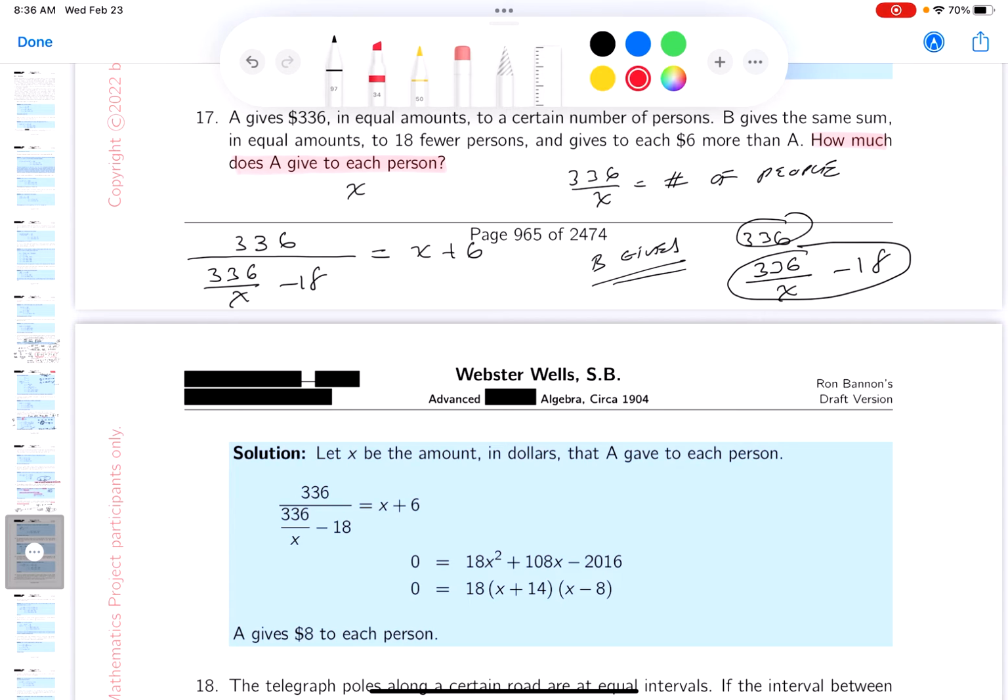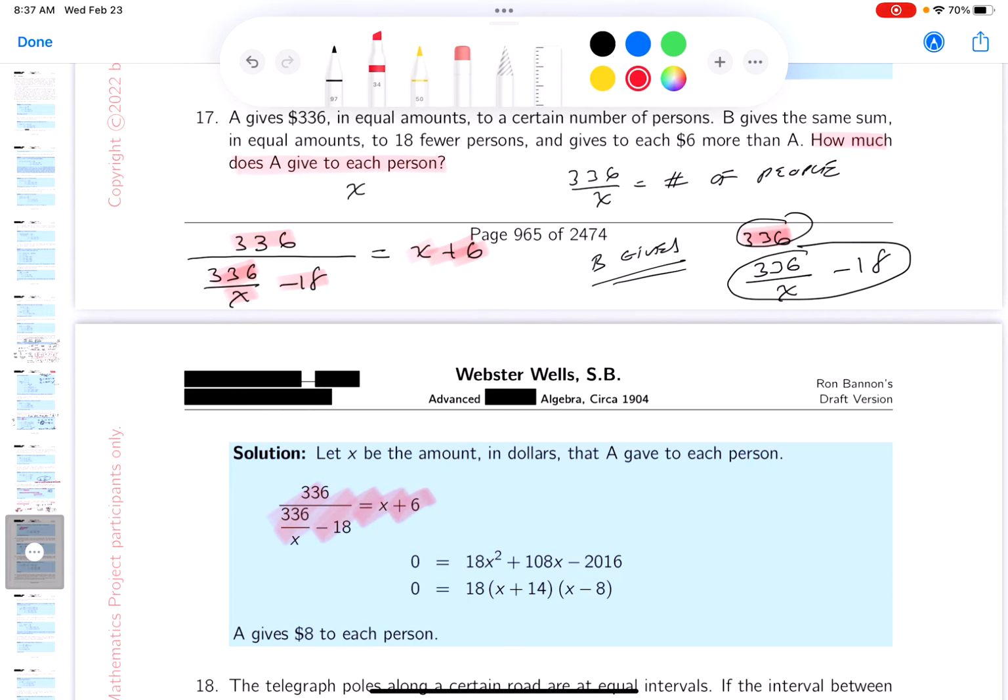Let me just make sure you understand what I just read over there. What did we do? We read that. This is the amount that A gives to each person. X plus 6 is $6 more than that, and that's what B gave per person. B gave the same amount of money to 18 fewer people. How many people are there? 336 over X, 18 fewer people. Now, of course, I'm left with an equation to solve.